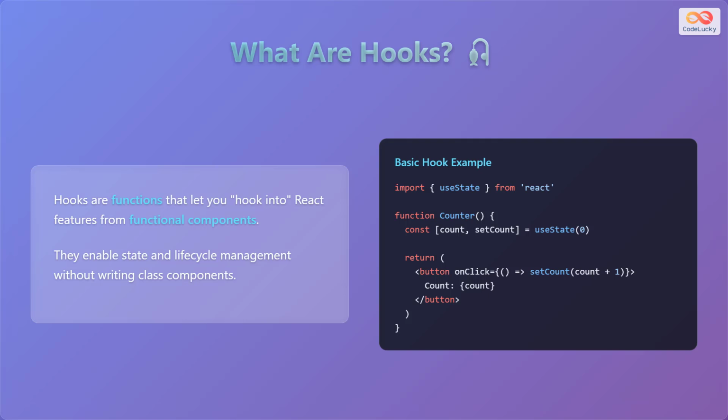Let's look at a basic example. Here's a simple counter component using the useState hook. We import useState from React. Inside our counter function, we declare a state variable count and a function setCount to update it, initialized to 0. The button, when clicked, uses setCount to increment the counter. No classes, no this keyword, just simple and clean functional code.